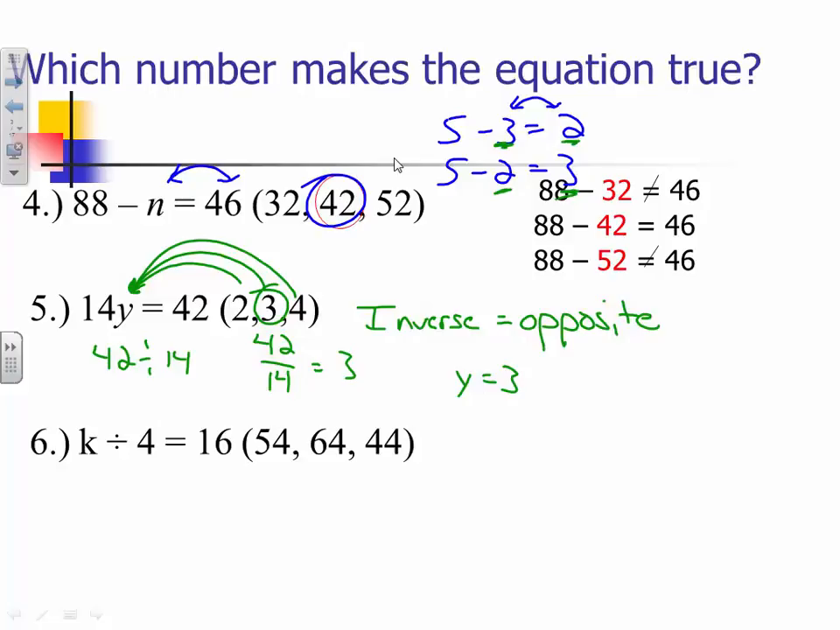This one down here, same thing. It says division. You could substitute these 3 in if you needed to. Or this says multiplication, or this says division. So let's do the inverse, which is to multiply. 16 times 4 equals k. 16 times 4 is 64, so 64 equals k. There we go.